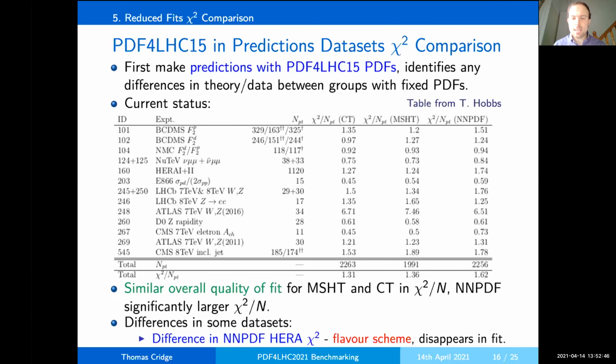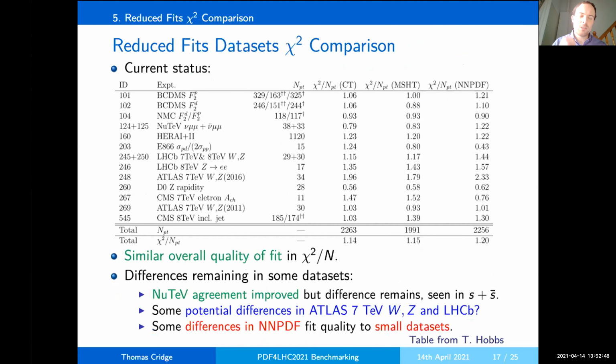But if you move on to the next slide, you can see the chi-squareds over N for the actual reduced fits themselves. First of all, you can see this difference is removed. So that shows you we understand that effect.